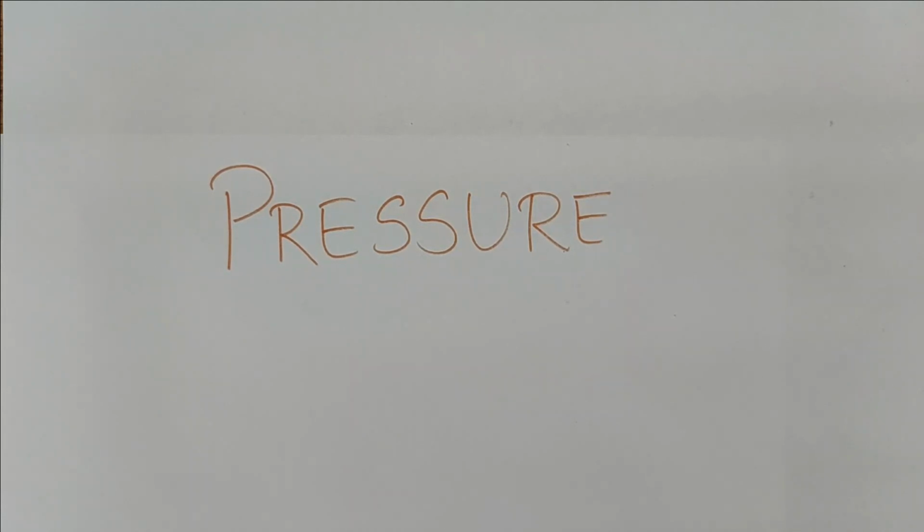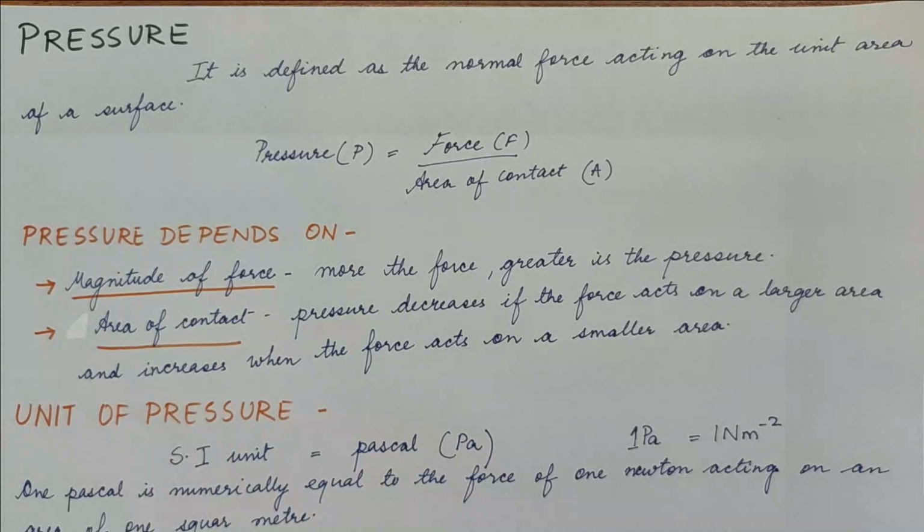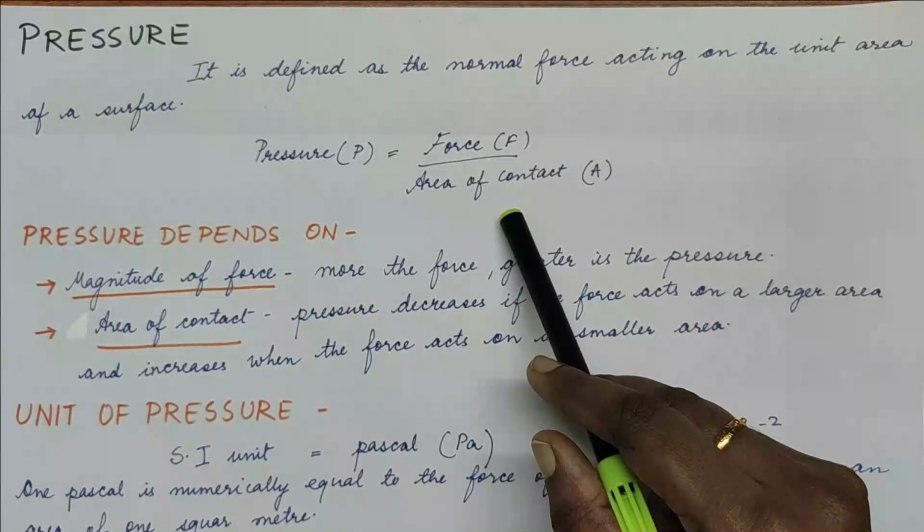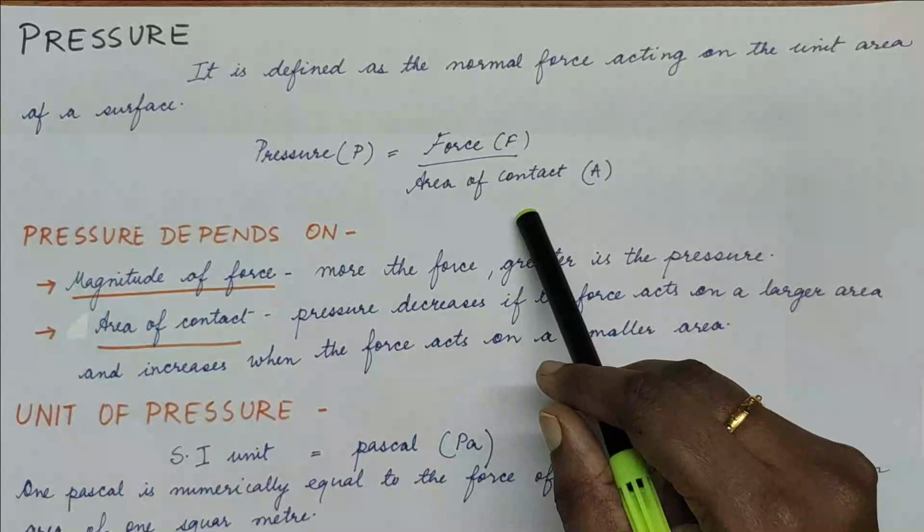Now when we talk about pressure, what do we actually mean in physics? So let us see. Pressure, as you can see, is defined as the normal force acting on the unit area of a surface. Pressure is nothing but the normal force acting on the unit area of a surface. So I can say that pressure P is equal to force by area of contact, or F by A.